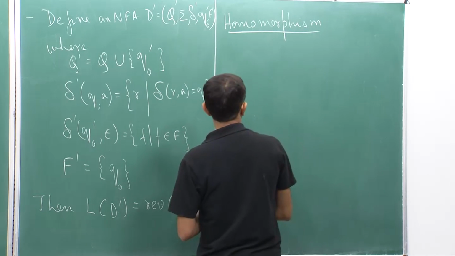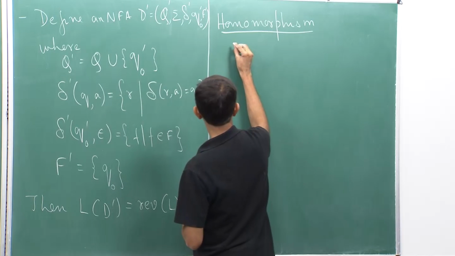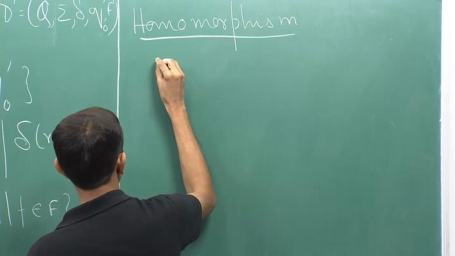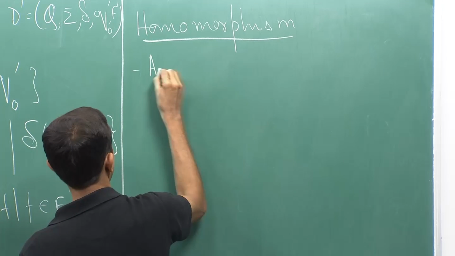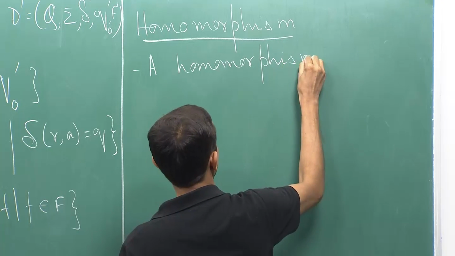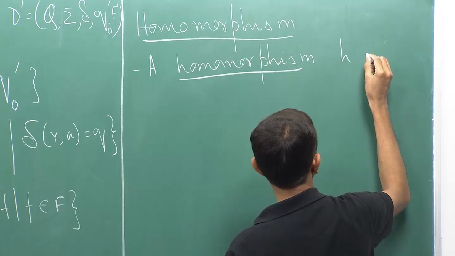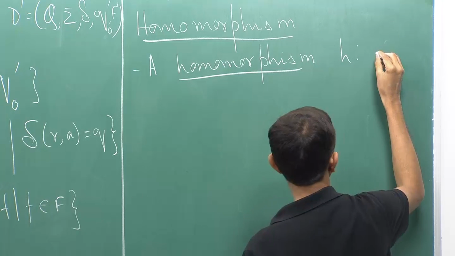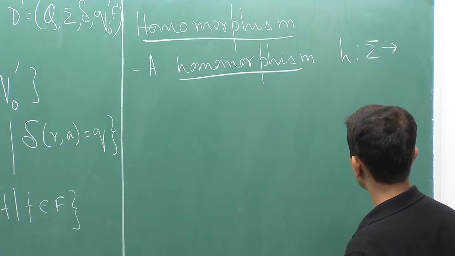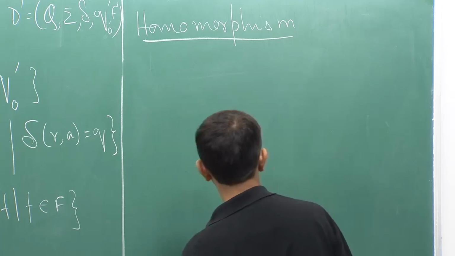So, first let us look at the definition of homomorphism. Let sigma be an alphabet. So, sigma is some alphabet. So, a homomorphism H is a map from sigma to some... okay, one second. Let me just say we can have different alphabets.